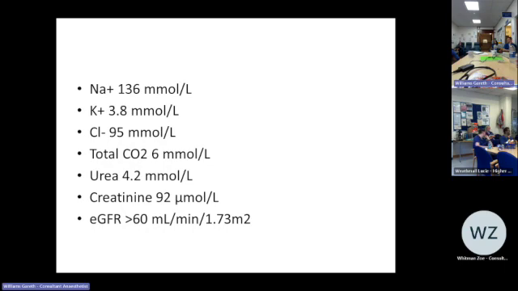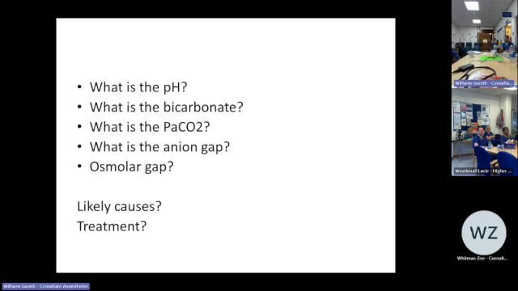Is it like antifreeze poisoning? You want to know the osmolar gap, don't you? And absolutely, there's a raised osmolar gap. And this guy's got bottles of antifreeze. And so you'd send that then for toxicology management.